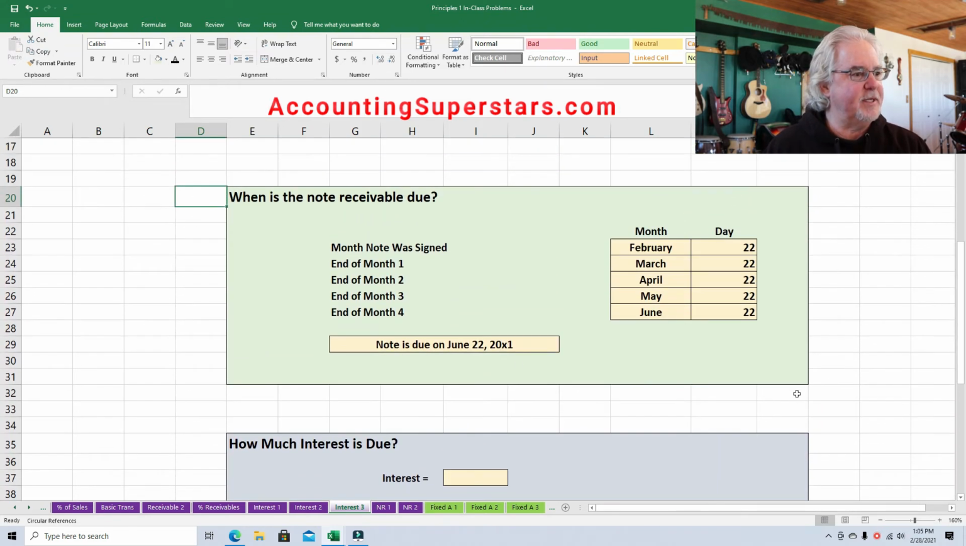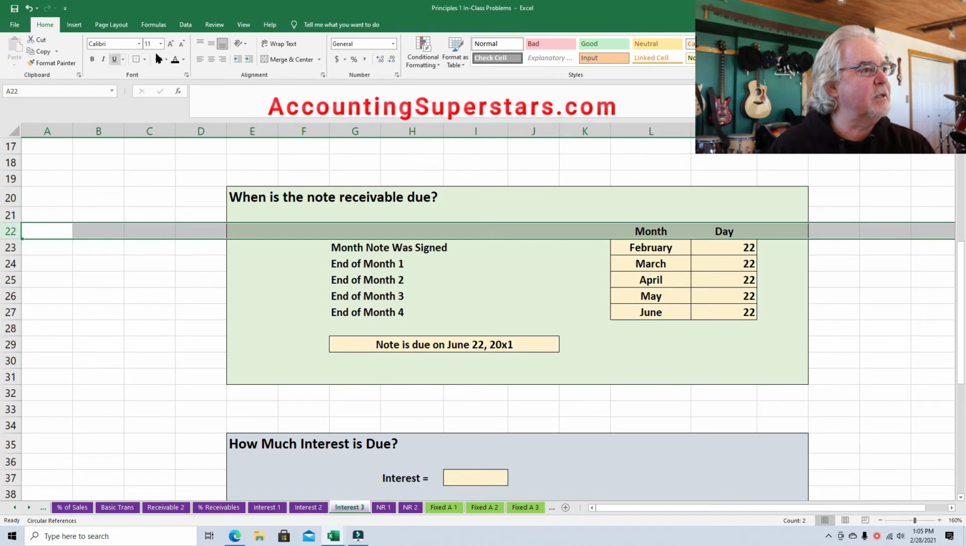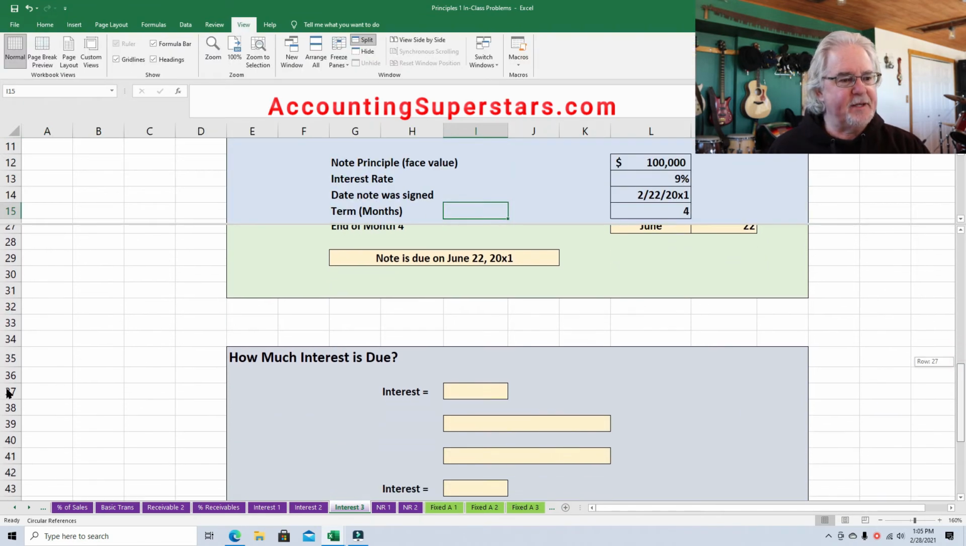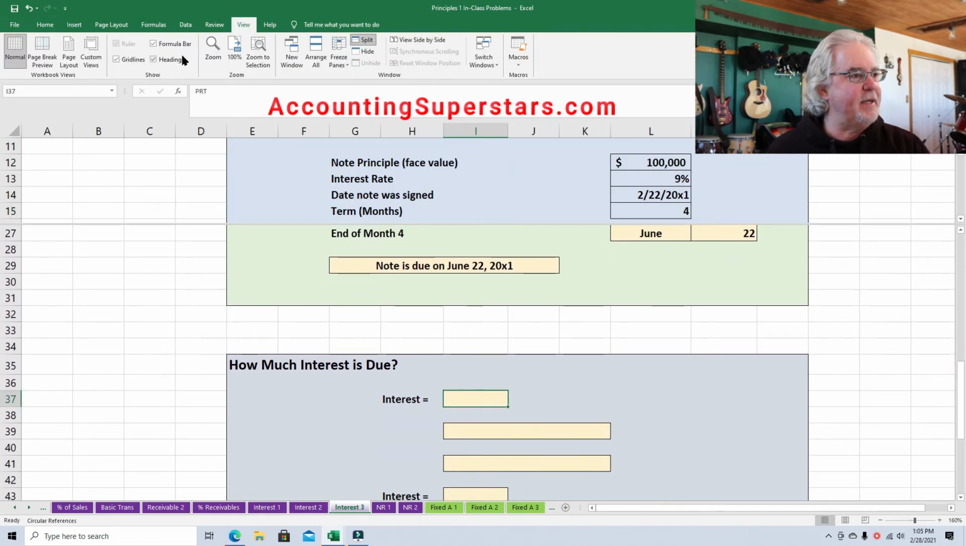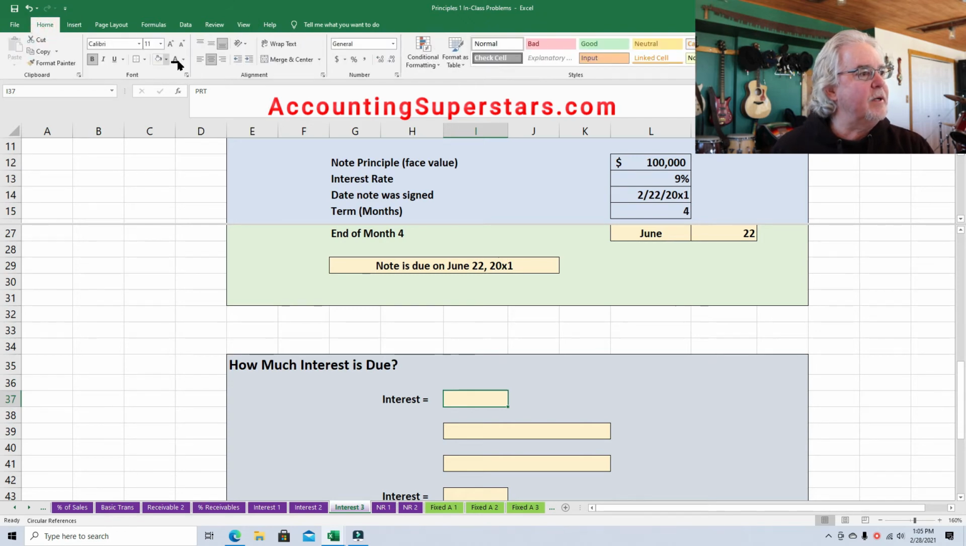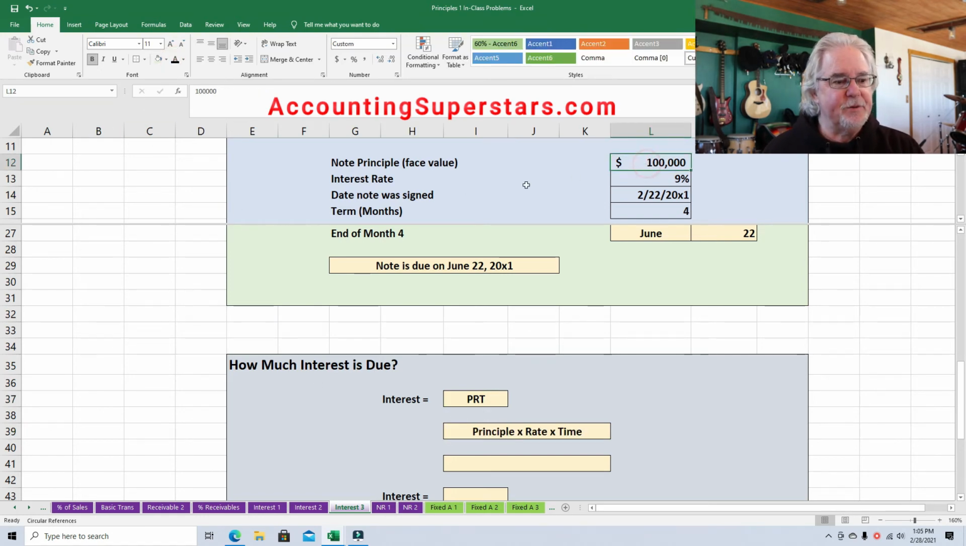I'm going to split the screen so we can see a little bit better here. So how do we figure out interest, folks? Well, it's I equals PRT. Here we go. I equals PRT, principal times rate times time. I've got it listed out here in detail. Principal times rate times time. So the principal is $100,000. The rate is 9%, and the term is 4 months.